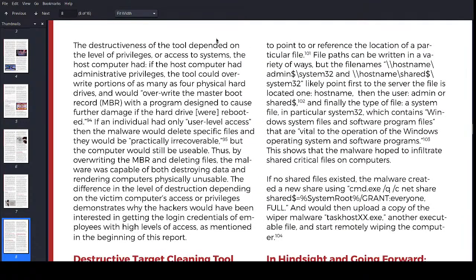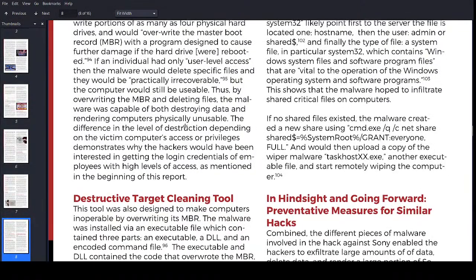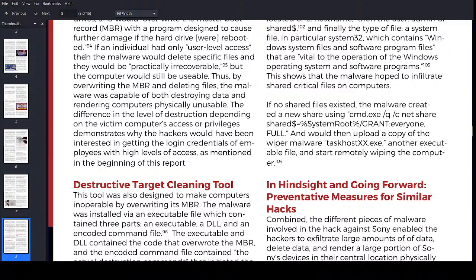The destructiveness of the tool depended on the level of privileges or access to the systems the host computer had. If the host computer had administrator privileges, the tool would overwrite portions of as many as 4 physical hard drives and would overwrite the master boot record with a program designed to cause further damage if the hard drive were rebooted. If an individual had only user level access, then the malware would delete specific files, which would be practically irrecoverable, but the computer would still be usable.